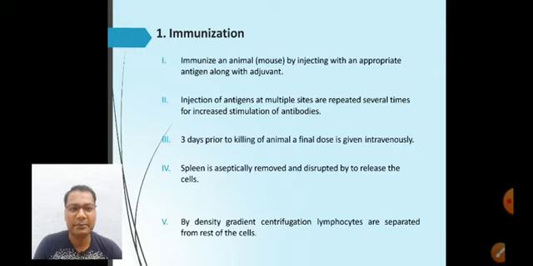The spleen is aseptically removed and disrupted to release the cells. By density gradient centrifugation, lymphocytes are separated from the rest of the cells.